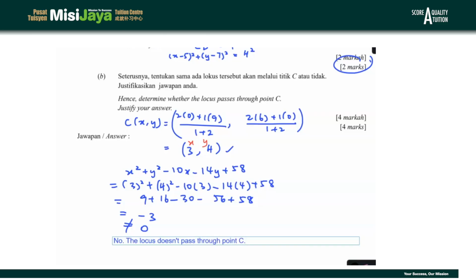So this question carries 4 marks, and where do we get the 4 marks? First is you substitute correctly into the equation, this formula. Second is the coordinate C is correct, (3, 4). And thirdly is you manage to prove that it's not equal to 0. And one more mark is you write the statement no, the locus doesn't pass through point C.